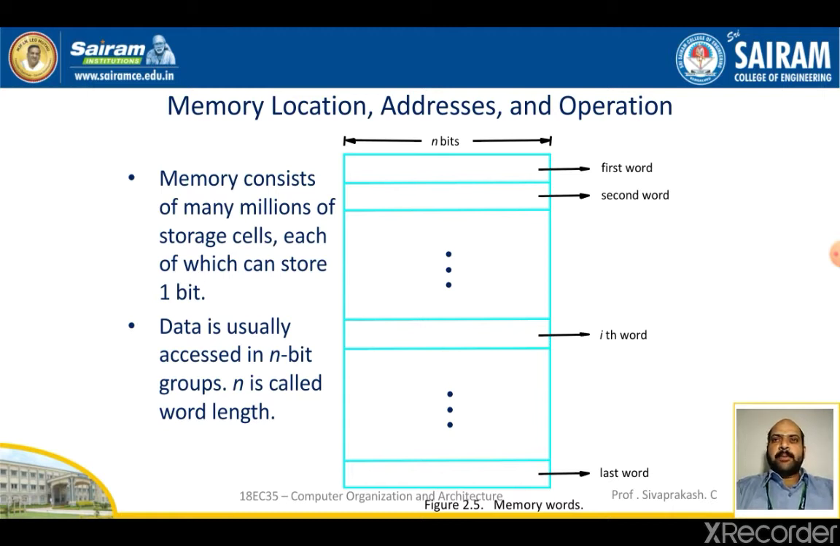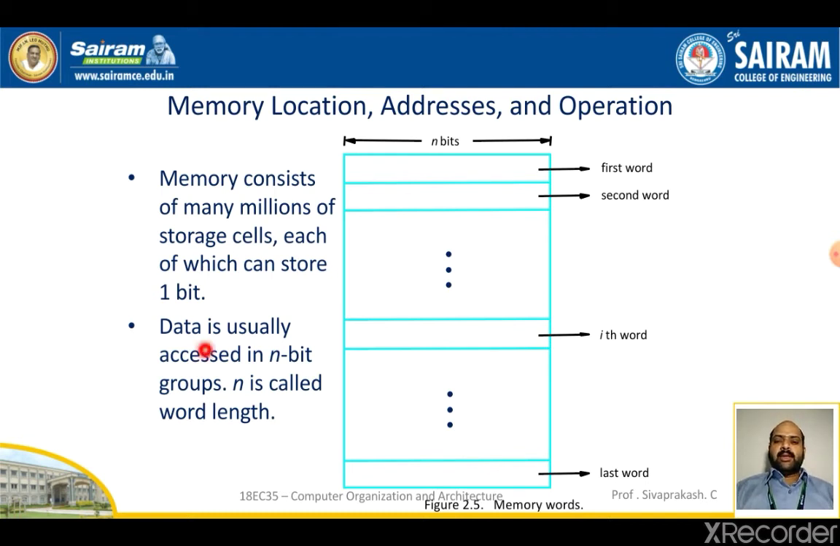If 2 to the power of k is equal to the number of addressable locations, then the 2 to the power of k addresses constitute the address space of the computer. For example, a 24 bit address can generate an address space of 2 to the power of 24 locations. That is equivalent to 16 megabytes, isn't it? It is present in such a way.